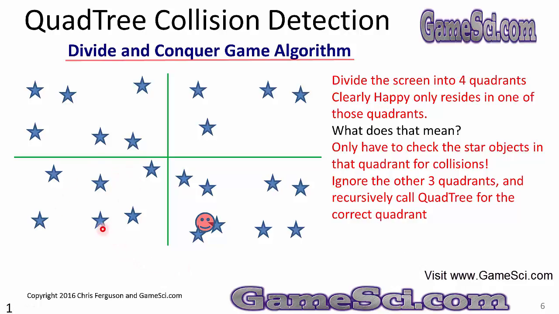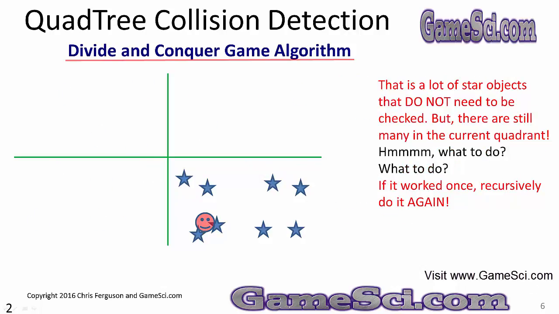I don't have to search here. I don't have to search here. I don't have to compare here. None of these need to be compared because Happy Face is in this quadrant. Recursively call ourselves for that quadrant. Now, that is a lot of star objects that do not need to be checked, but there's still many in the current quadrant. What to do?